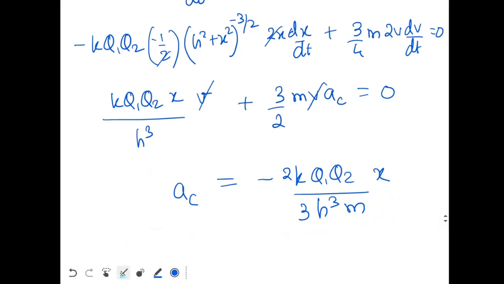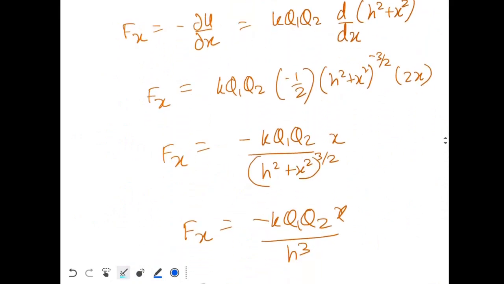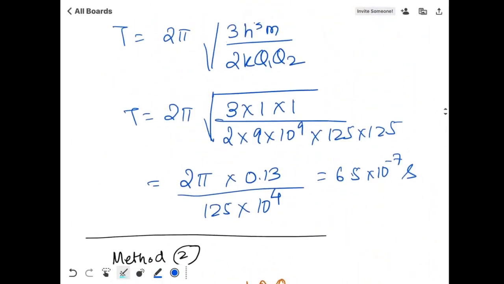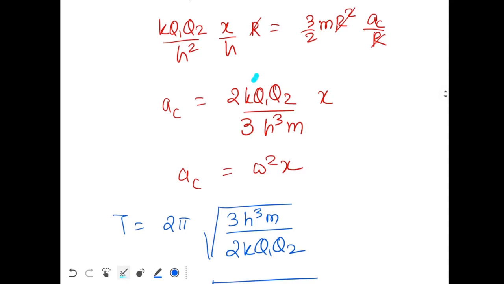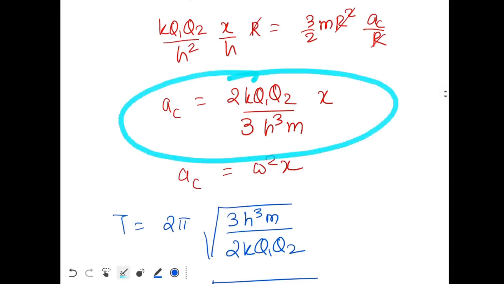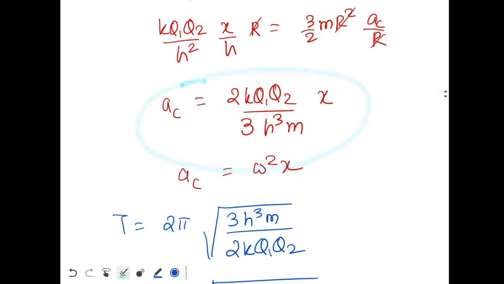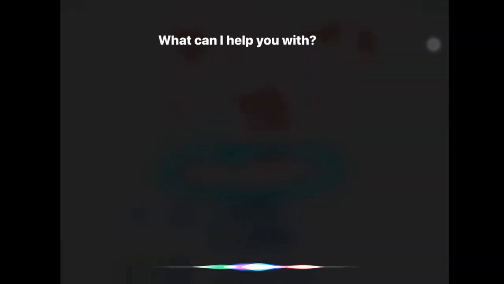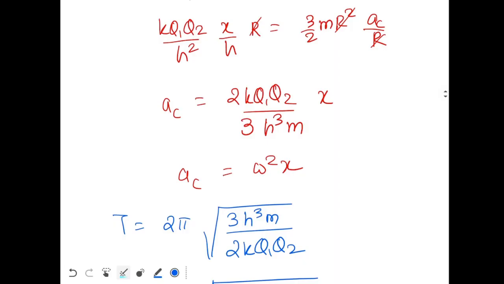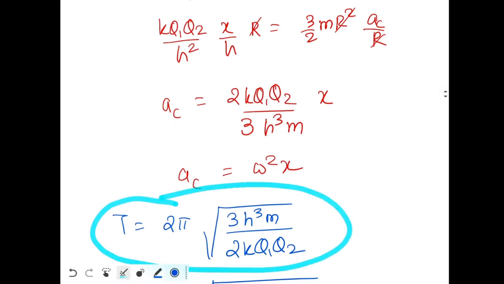This is the same formula that we have obtained earlier, except for the minus sign, because in this derivation I ignored the minus sign, but this is exactly the same formula. So using the three methods we found the same result, a_C equal to minus omega square x. Again it came back. And then we can find the time period. All right.